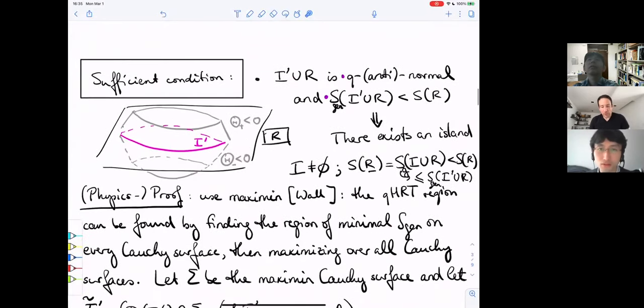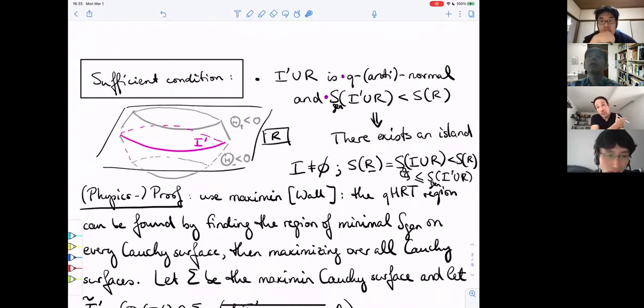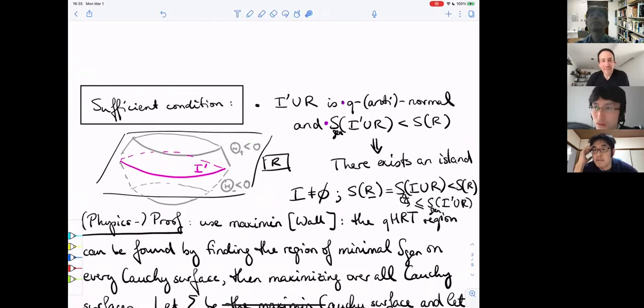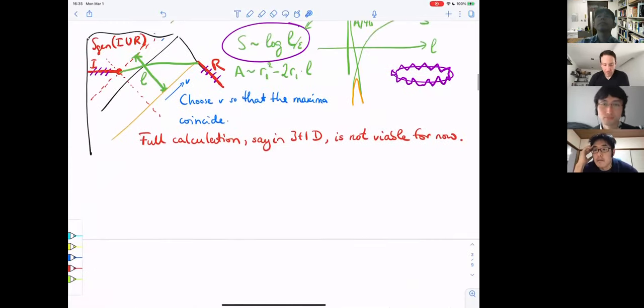Yeah. So what Arvin and I did was to identify a sufficient condition. Sorry, there is another question from Tomonori. Oh, great. Hi, can I ask a question? In higher D, what is the status of proving this island formula? Is there any replica wormhole type argument which makes sure that the radiation entropy should be given by this generalized entropy?